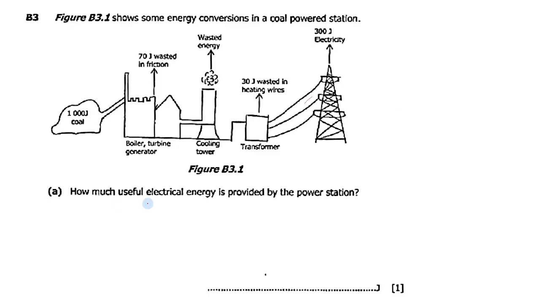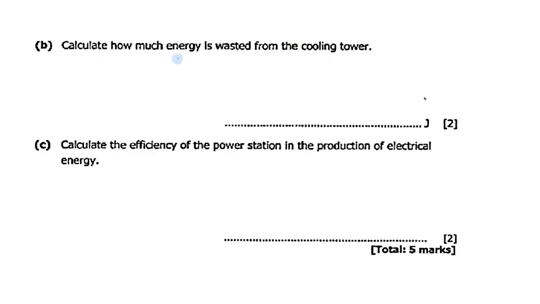Then they ask how much useful electrical energy is provided by the power station. So you just get that one. It is the one that went out into the power line. The one used in the power line is the useful electrical energy. So there we are just picking and putting. Then they're saying calculate how much energy is wasted from the cooling tower.